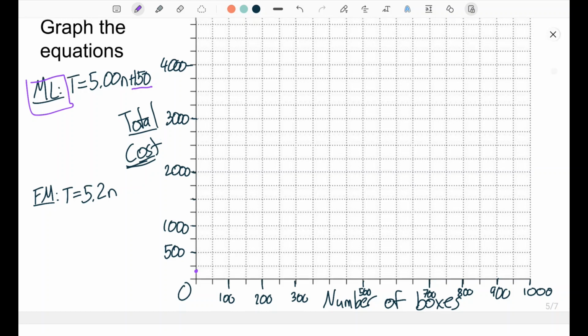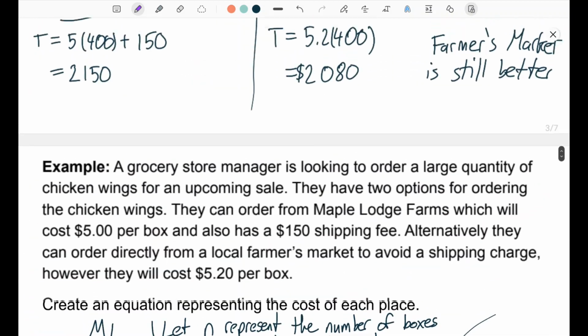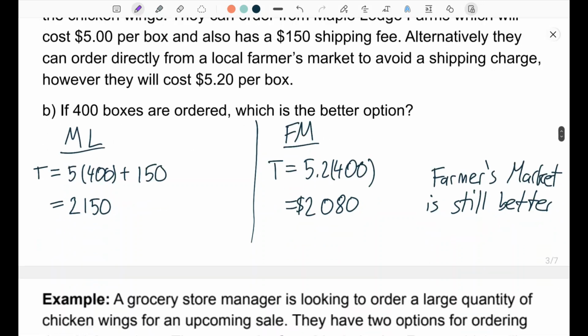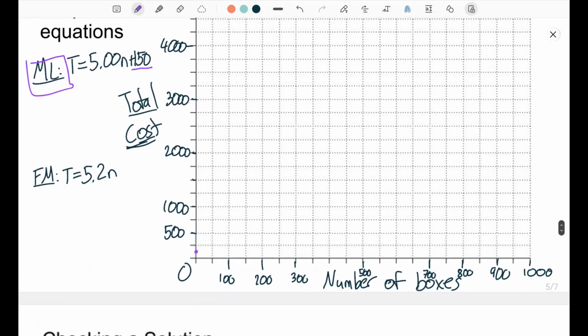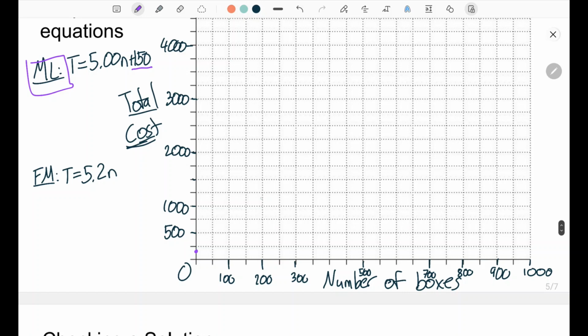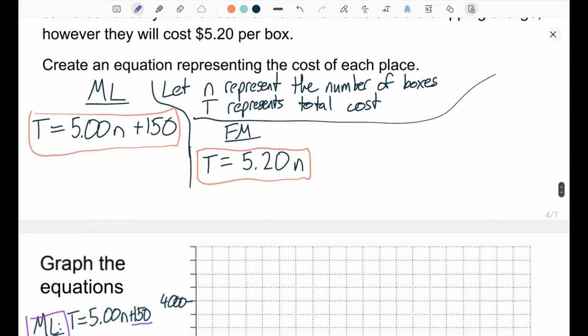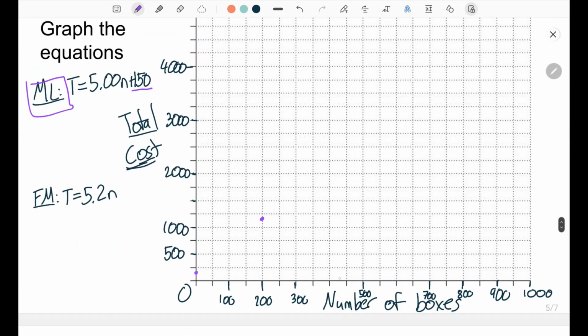And then let's graph out those points that we already determined. So at 200 boxes, we know it costs 1150. So go to 200 and go up to 1150. At 400 boxes, it costs 2150. So 400 and 2150. So something like that. We have 3 points. We could draw a line through that.